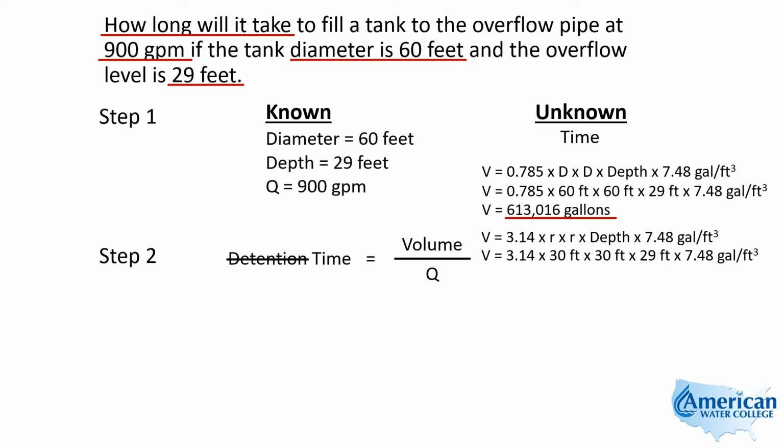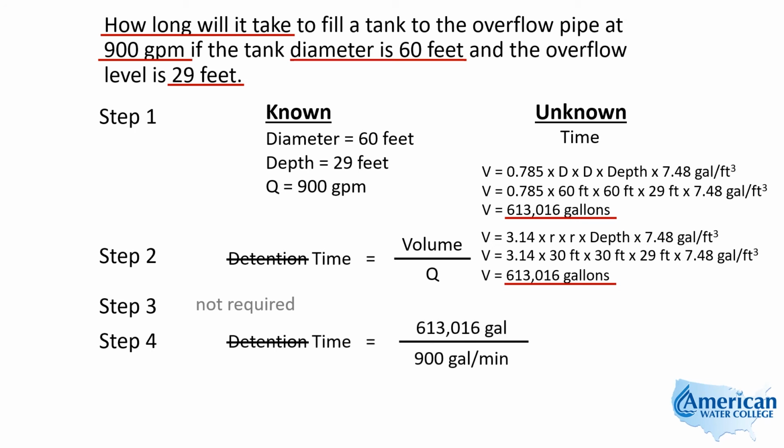Take your 3.14 times your 30-foot radius, which is your diameter divided by 2, times your 29 feet times 7.48 gallons per cubic foot, and you come up with the same 613,016 gallons. So it's the same either way. Now I can take that and go to step 4. Step 3 is not required because we don't have to rearrange the formula. So in step 4, we're going to take our 613,016 gallons, divide it by 900 gallons per minute, and that comes up to 681 minutes.